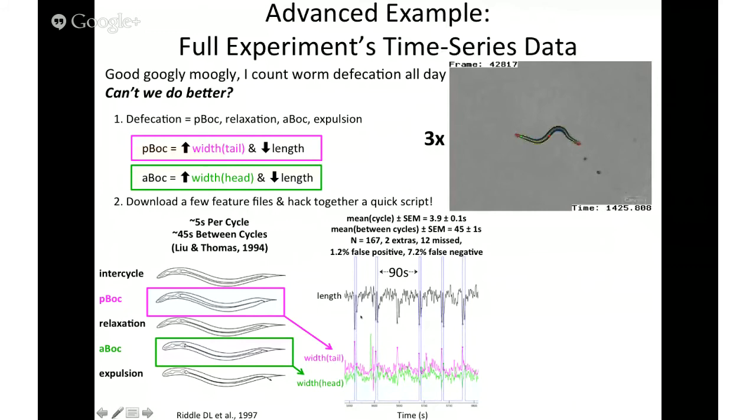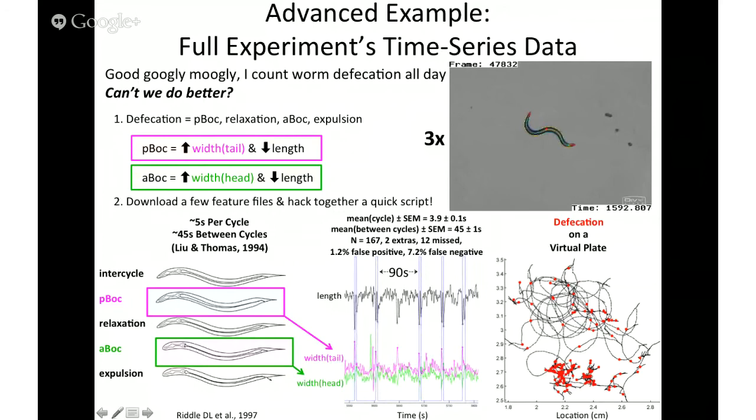I essentially only have about 1% false positive and 7% false negative. And if you do this work, you know how painstaking it is, because you have to watch a worm under a microscope continuously for about a half hour just to get 50 events in, and that's for one worm. And with that data, I can even go further and see where a worm likes to poop on its virtual plate, these little red dots here along its path.